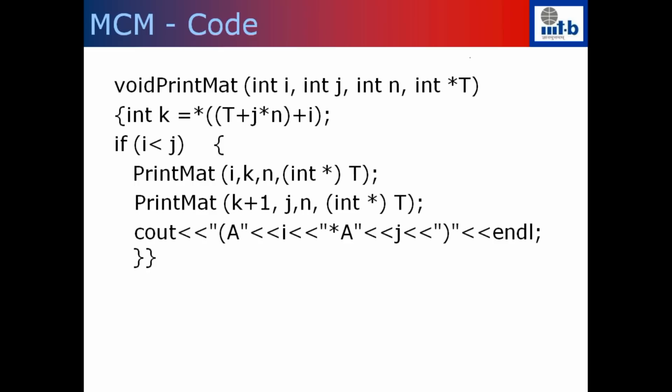If you want to know how to multiply the matrices from i to j, where n is the size of the matrix given to us and T is the table, we compute the k. So k is T of j comma i. First you multiply the matrices from i to k, then you multiply from k plus 1 to j, and then you multiply the two resulting matrices. That is, you multiply the product of the matrices from i to k that has already been computed with the matrix product from k plus 1 to j. That's precisely what this algorithm says.